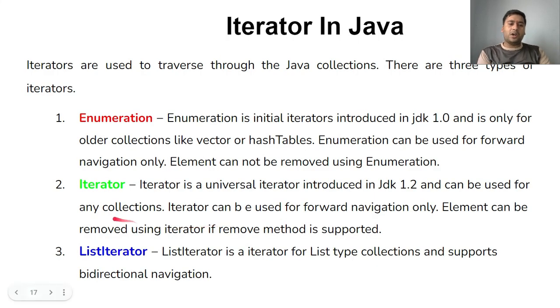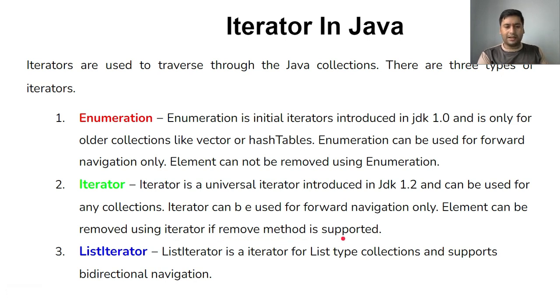Now if we talk about the iterator, the iterator is a universal iterator introduced in JDK 1.2. Enumeration was introduced in JDK 1.0, but iterator was introduced in JDK 1.2 and can be used for any collection. Any collection means set, list, queue, anything. Iterator can be used for forward navigation only. It's also forward only, but elements can be removed using the iterator if the remove method is supported.